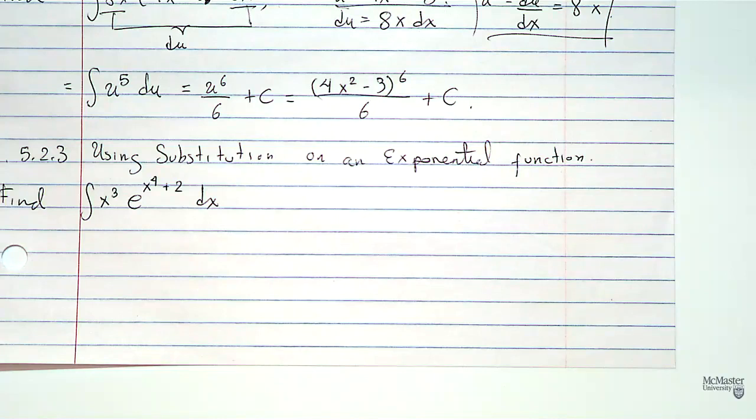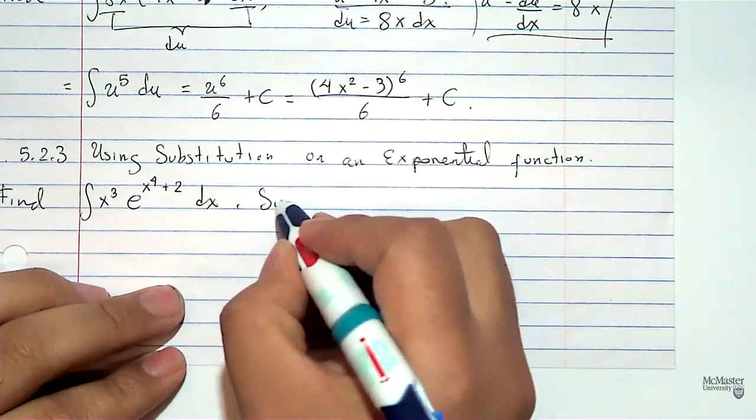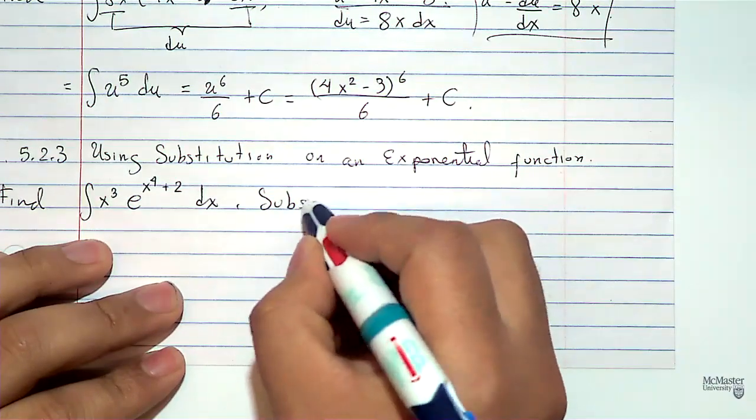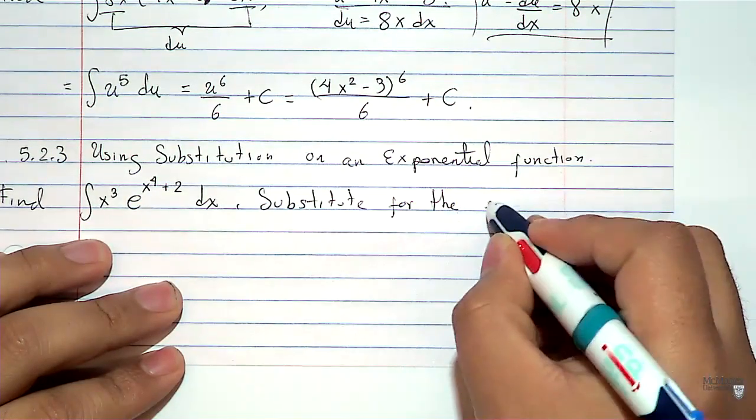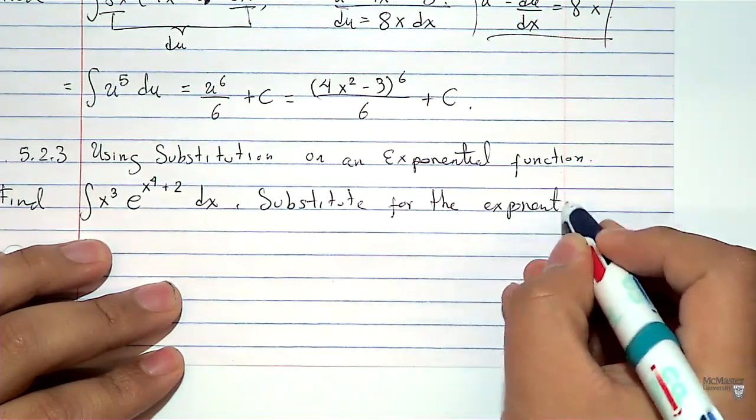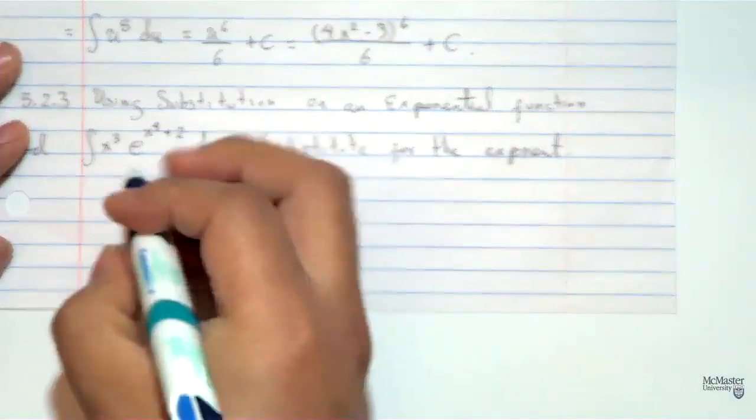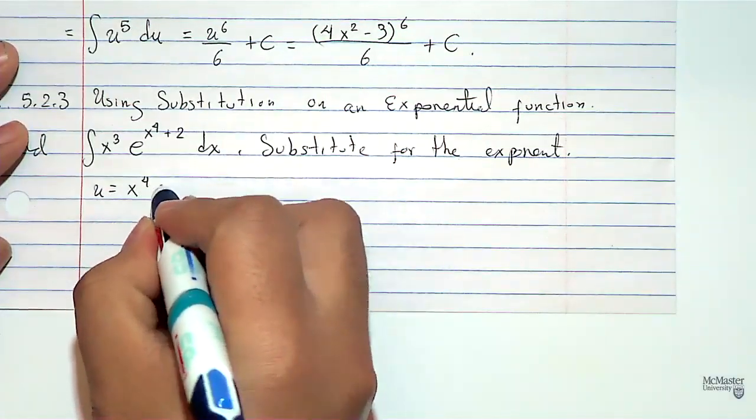again, it might simplify my life if I use as the variable, instead of x^4 plus 2, a variable u, which is exactly the argument of the exponential, and very conveniently, actually, the derivative of x^4 plus 2, except for some constant, is kind of already there, right? So let's substitute for the exponent, and let's do this step by step. Substitute for the exponent. So you have a variable u, which is equal to x^4 plus 2.